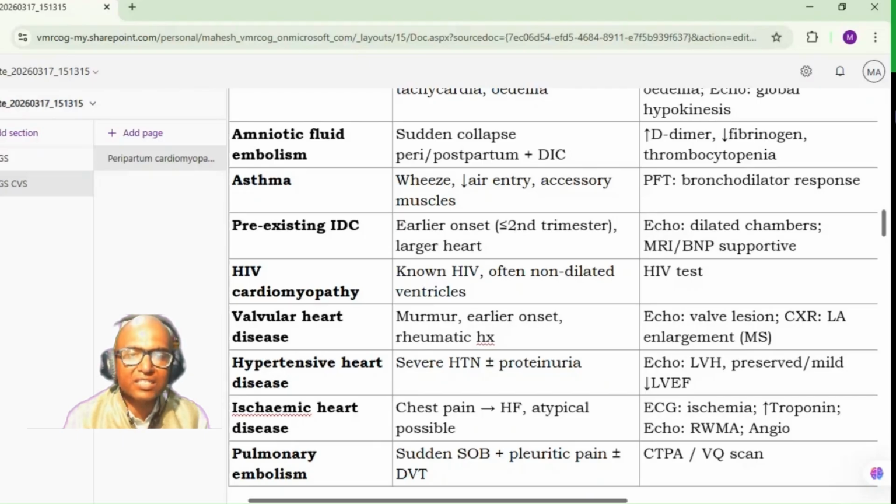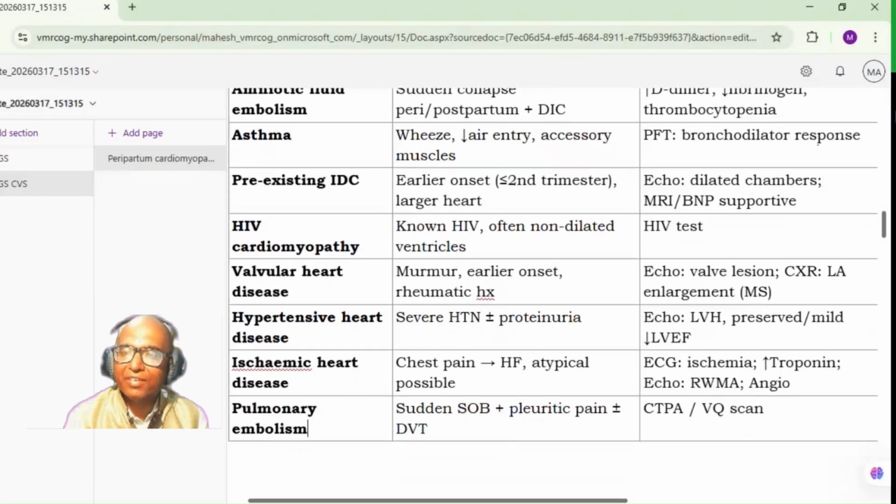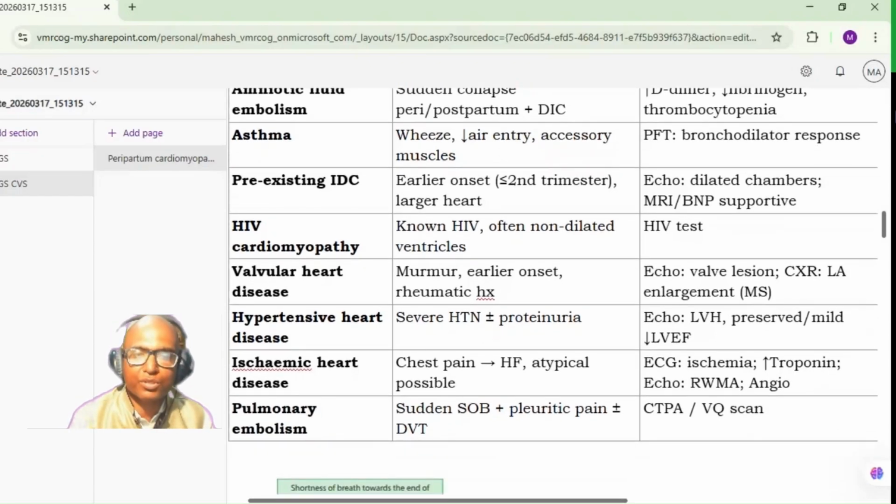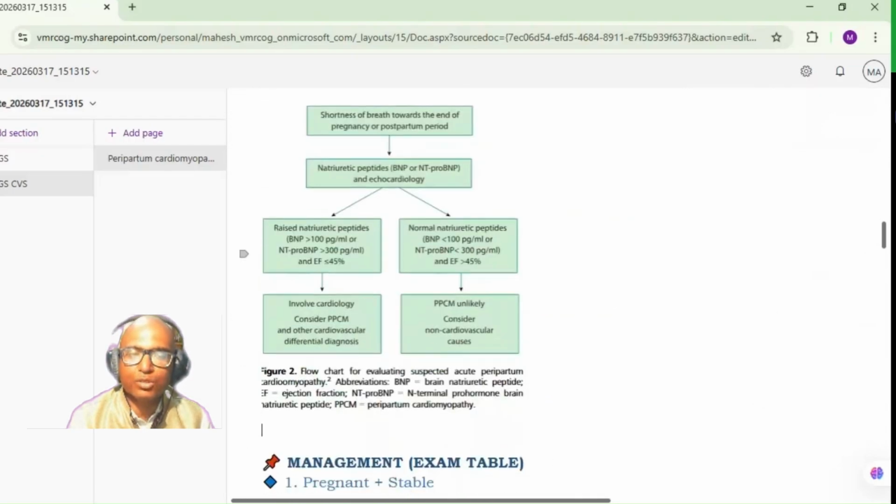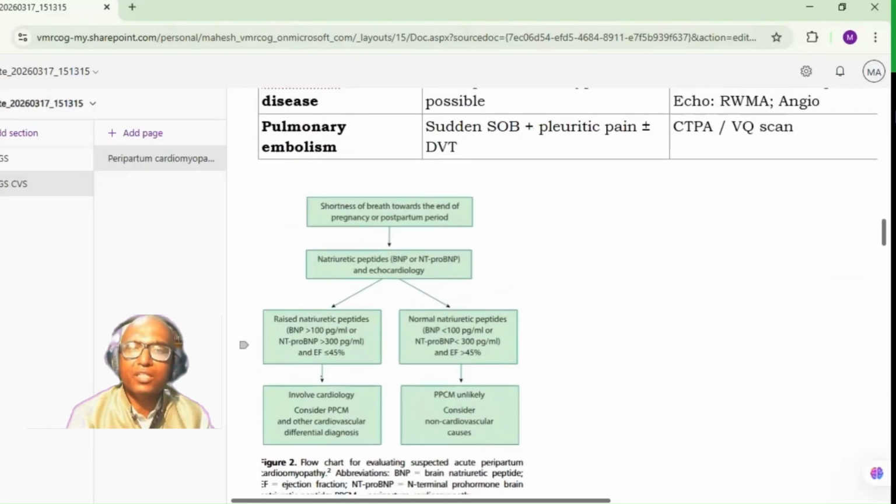Then hypertensive heart disease, there will be severe hypertension, may or may not be associated with proteinuria. Echo will show left ventricular hypertrophy, and left ventricular ejection fraction may be mildly reduced or preserved also. Then IHD, the patient will present with chest pain and heart failure. Atypical presentation may be there. ECG will show ischemia. There will be increased troponin level. Echo and angio findings will also be there. Then next is pulmonary embolism. There will be sudden shortness of breath, pleuritic pain. There may be history of DVT also, and CTPA and V/Q scan will be important in this case.